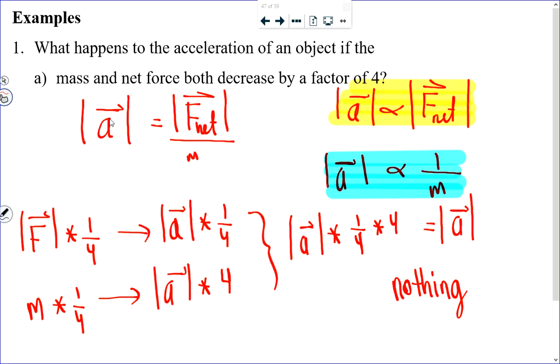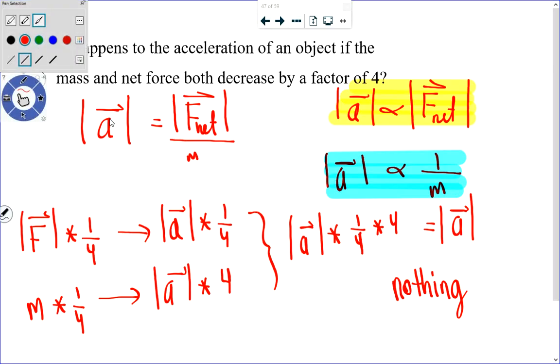There is another way to look at it, and as we get further into the course, and particularly in Physics 30, there are going to be a variety of different ways that we can analyze these types of questions. The other way that you can look at it is to say, well, I'm multiplying the net force by 1/4, and I'm multiplying the mass by 1/4, and these two things that I'm doing cancel each other out, so there's no change. I'd be very hesitant in using that method all the time. It's going to get trickier than that.